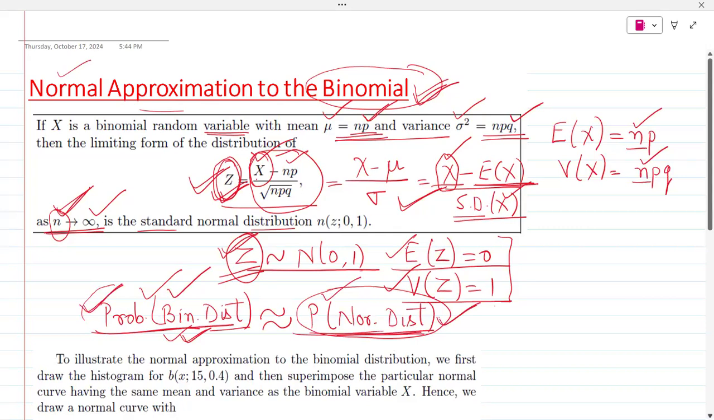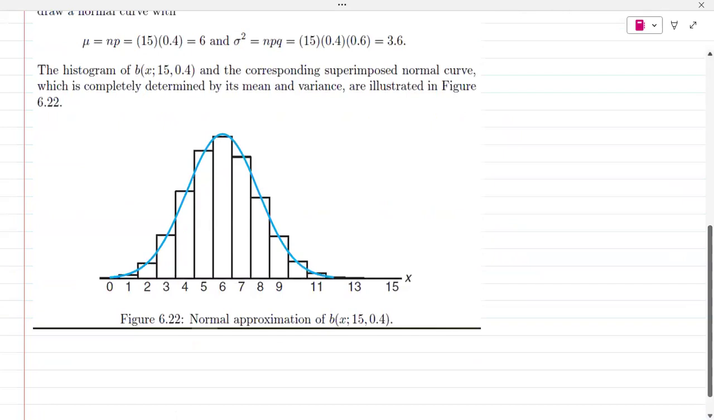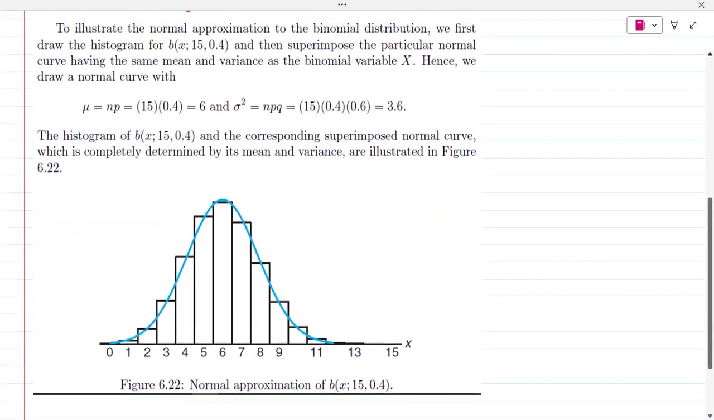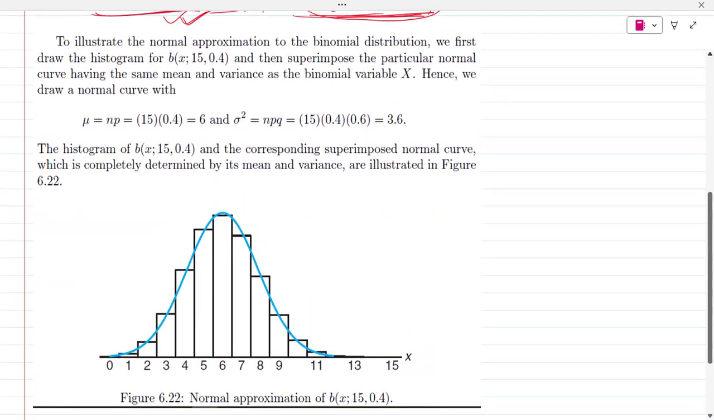Okay, so what's the meaning? For the meaning, here in this graph, there are two types of graphs. One, we can say, are histograms, these rectangles. Okay, one can see these rectangles, they are histograms.